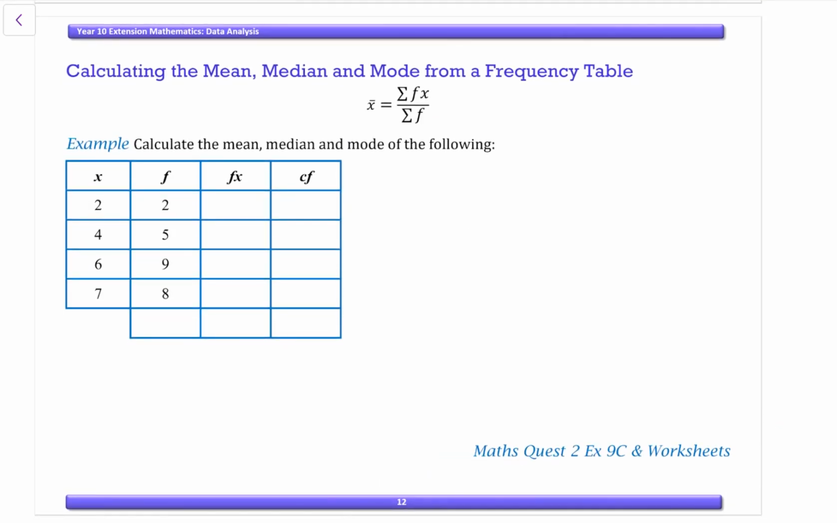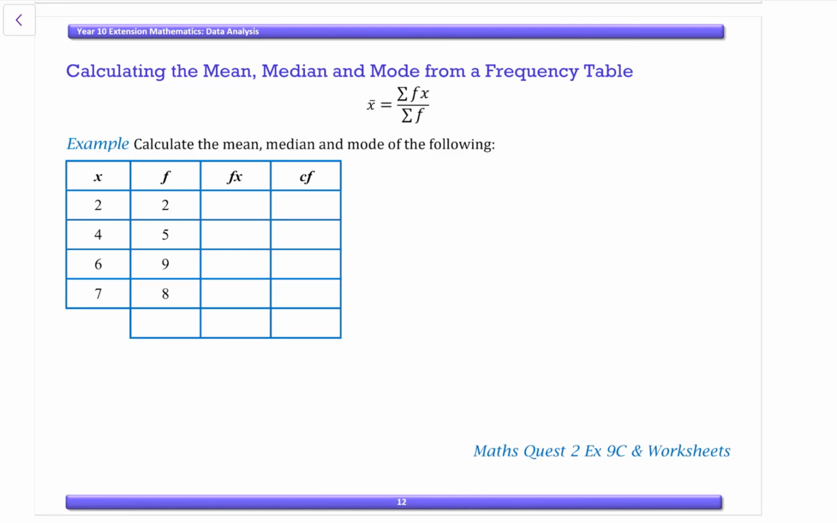Now let's look at calculating mean, median and mode from a frequency table. Our formula here is the sum of fx over the sum of f, which is our frequency. So here I have a frequency table. x is 2, I have two values that are 2. x is 4, we have 5 4s. x is 6, we have 9 6s. x is 7, we have 8 of those.